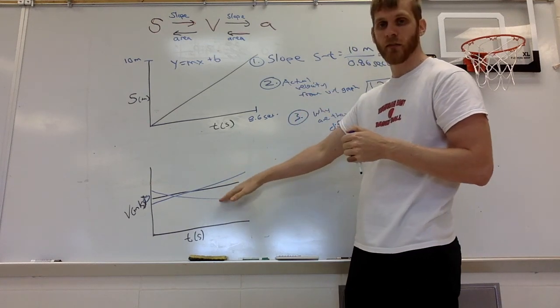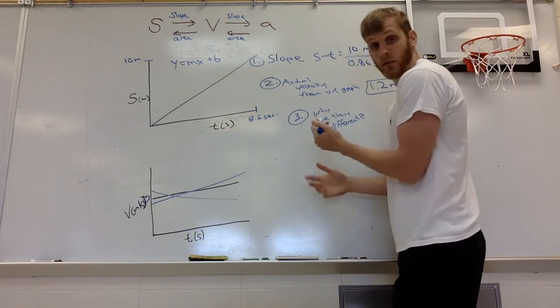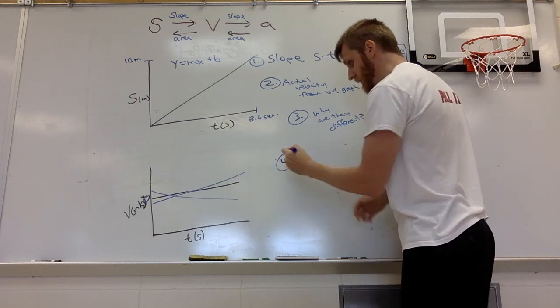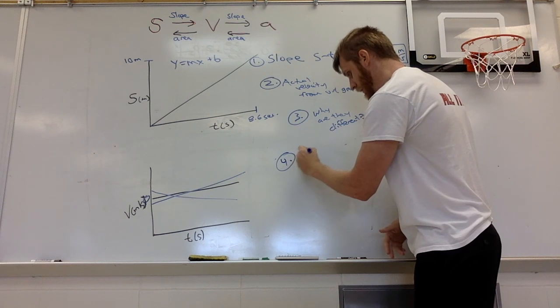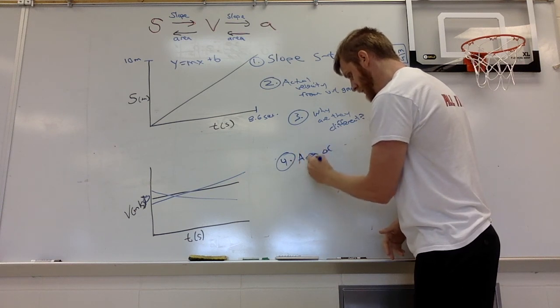Question 4, we're going to look at the other relationship. Can we look at this graph and get the displacement? The answer is yes, right? So question 4 is, what is the area of the velocity graph? Area of VT graph.